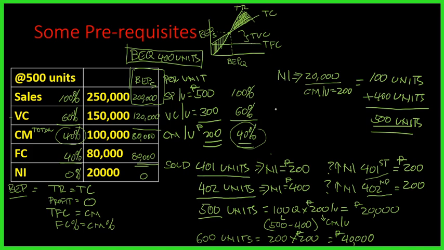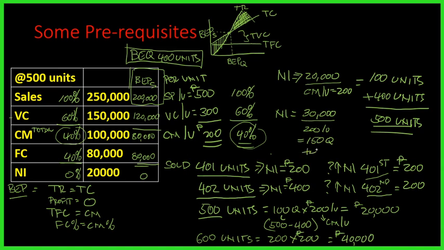Now, let's do the same if your target net income is, ano kaya? You want a net income amounting to 30,000. Okay, if this is my target net income, I'm already selling above the break-even point, no? I just have to divide this by 200, the contribution margin per unit, and you will get, magkano po ito? 150 units. Okay, above the break-even point.